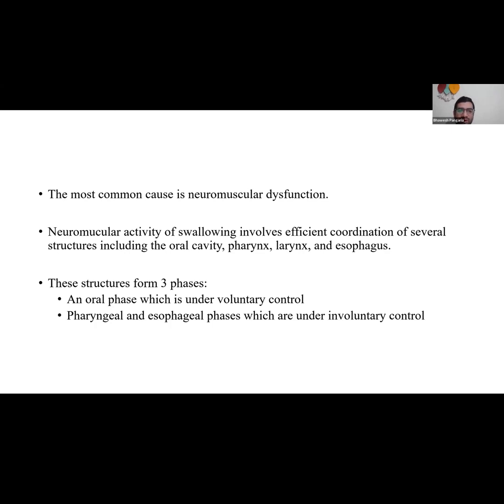So these structures form three phases, which are the oral phase of swallowing, the pharyngeal phase, and the esophageal phase. The pharyngeal and esophageal phases are involuntarily controlled, and the oral phase is voluntarily controlled.